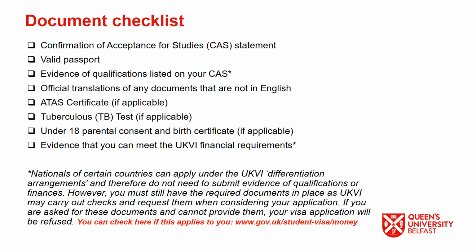This is likely to be both academic and English qualifications, official translations of any documents that you provide that are not in English. If you've been advised to apply for an ATAS certificate, you will need this certificate to apply for your visa. You will also need a TB test if you are from certain countries that require this test. If you're under 18, you will need parental consent and a birth certificate. And you will also need financial evidence, which I will cover in the next few slides.